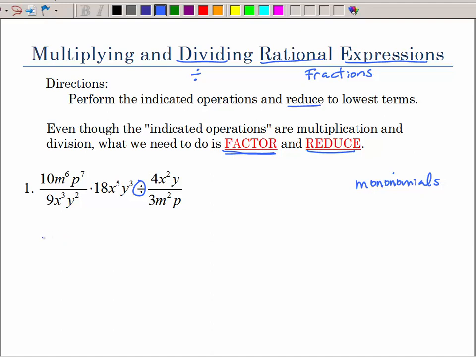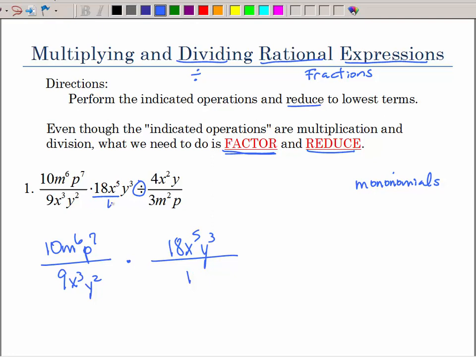So let's just go ahead and rewrite this problem. And when you're writing it out, you might want to just give yourself a little extra room. And remember, this is like over 1. Now, since we're dividing by that last fraction, we're going to multiply by the reciprocal. So notice I've given myself a lot of space.